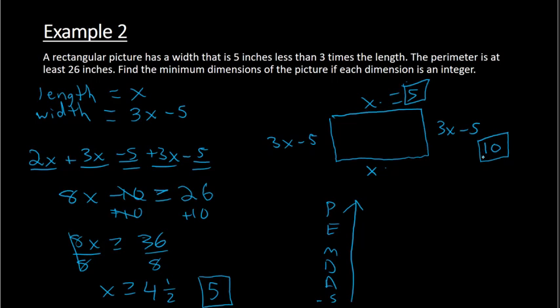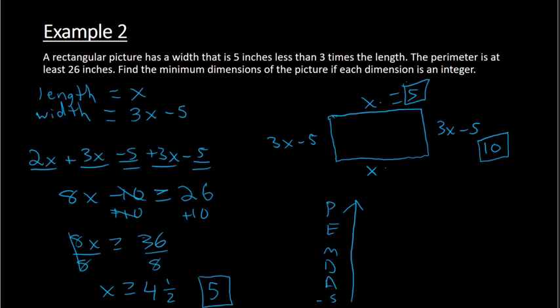So the width would be 10. So we have 5 and 10 as our dimensions. And by the way, notice the picture is not drawn properly, but we wouldn't have known that until we solved the problem, right? So that's okay. We do have the correct numbers. That's really all we care about. So we have the length is 5 and the width would be 10.